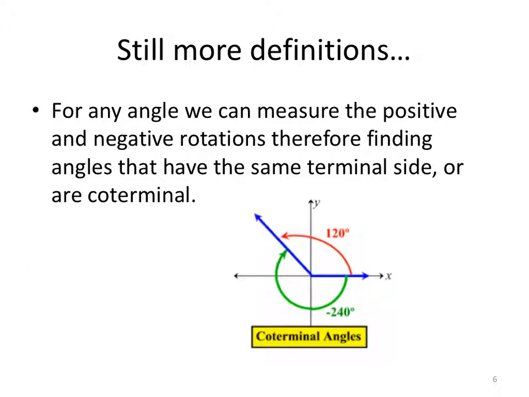Still more definitions. We have a ton of them here, but when you start a new topic, it makes sense. For any angle, we can measure it in two different ways. We can measure the positive rotation, in this example 120 degrees, or we could measure the negative rotation. Because with an angle, we don't know: did it start out with a positive rotation or with a negative 240 degree angle? It turns out it doesn't matter. We call these coterminal, because they share the same terminal side. The initial side is always on the positive x-axis, so that's a given, but they are coterminal if they share the same terminal side.